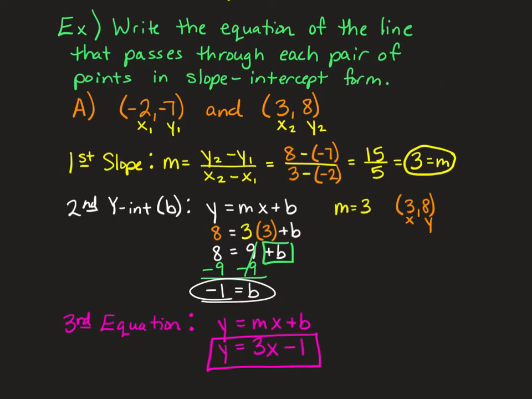A quick recap of this process. First, we need to find slope. Second, we use slope and choose a point. Plug into y = mx + b to find b, the y-intercept. And the third step, once you found slope and y-intercept, plug them both into your equation and you're finished.